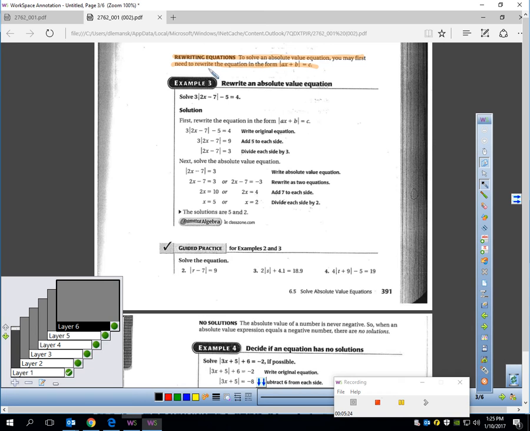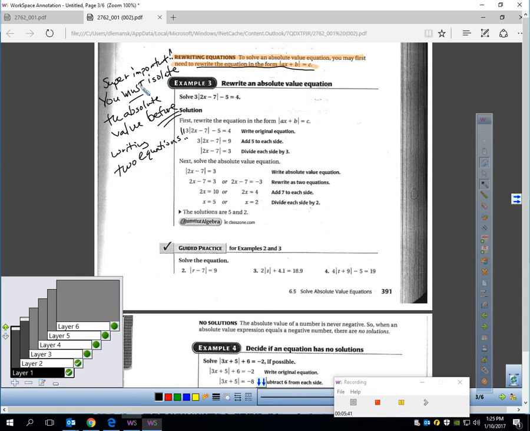Now, when you rewrite equations, you will have to rewrite absolute value equations for the following reason. To solve an absolute value equation, you may first need to rewrite the equation into that form. Now, if you're wondering what they are trying to tell me here, they are trying to say, and this is super important, I'm going to highlight it here in green, you have to isolate the absolute value before you write your two equations out.